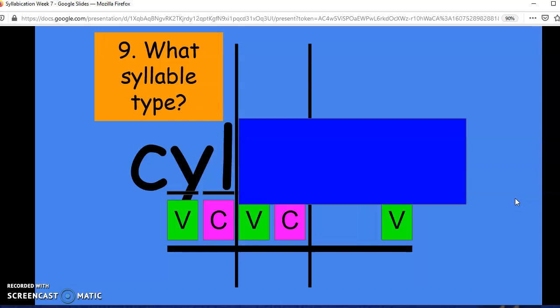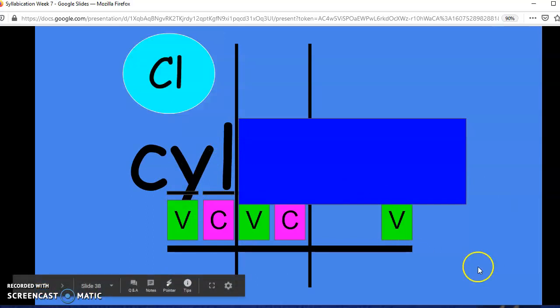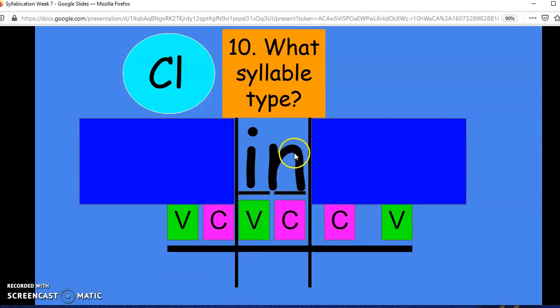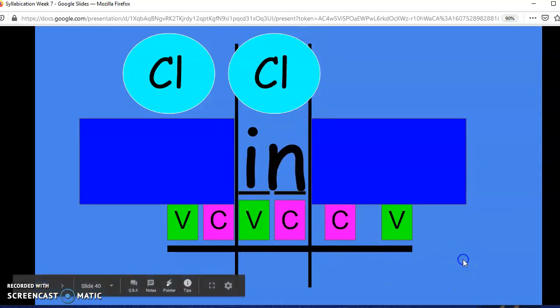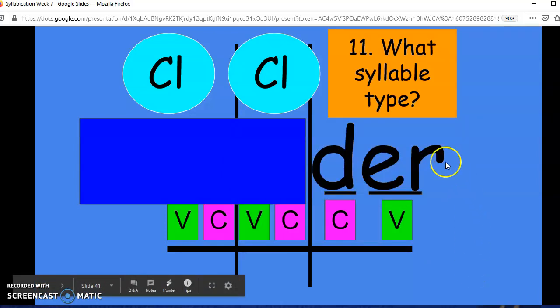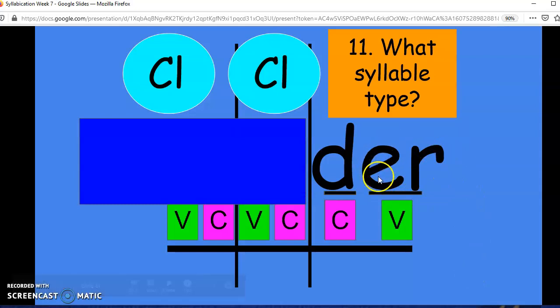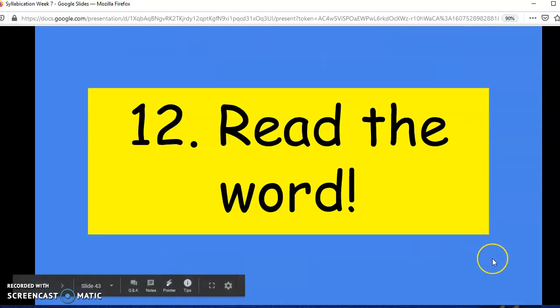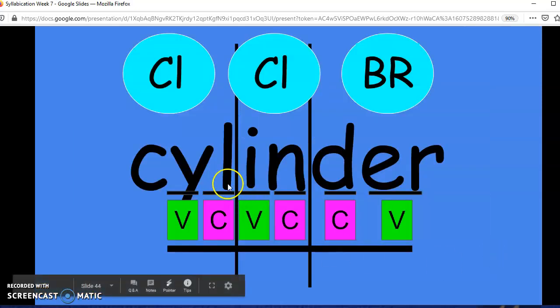Now we're going to look at our different syllable types. So we see our Y. We see the L is closing the door, so we know that's a closed syllable. We see I. We see that N is closing the door on the I, so we know that's a closed syllable type. The last one, we see ER is our vowel. We know that's the bossy R syllable type. So now we're going to get ready to read our word. Cylinder. Cylinder. Great work today.